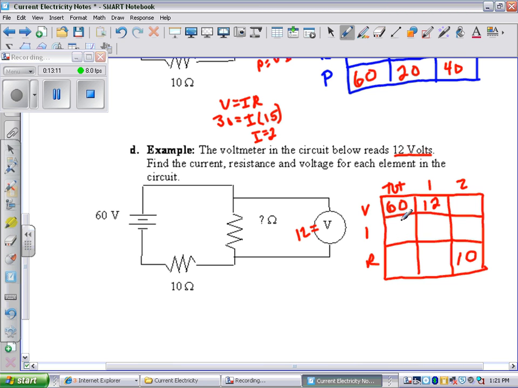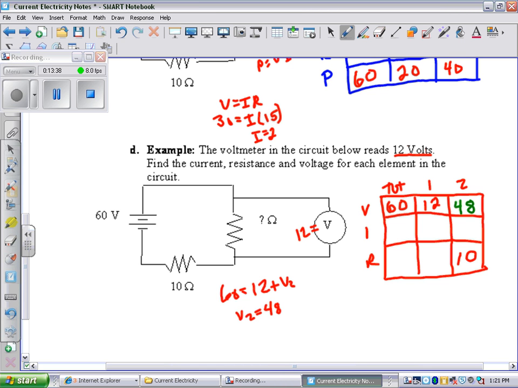Now for this one, I'm going to use the V rule first. I know the voltages add. So V2 plus 12 equals 60. So 60 equals 12 plus V2. And that's going to give me that V2 is 48. So I'm going to write that in here. I'll change colors again to differentiate my givens from the things I figured out. I just figured out that that one there is going to be 48.